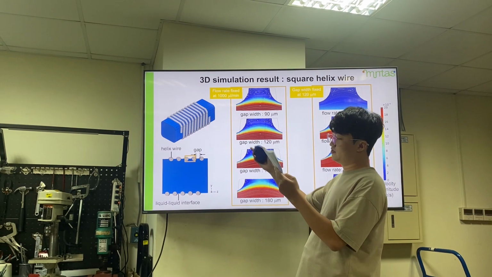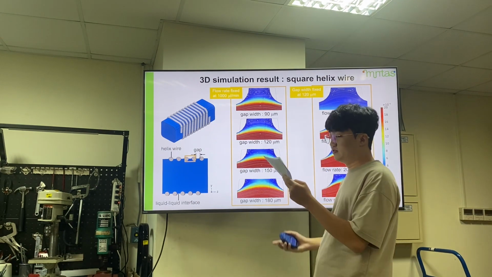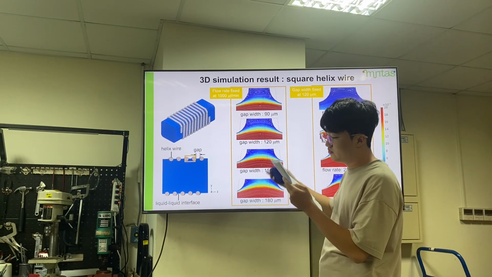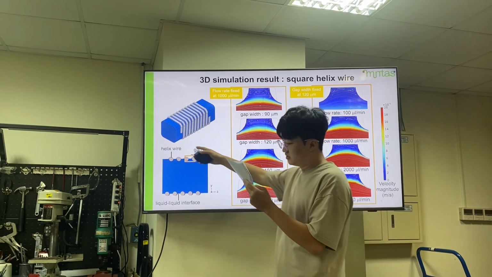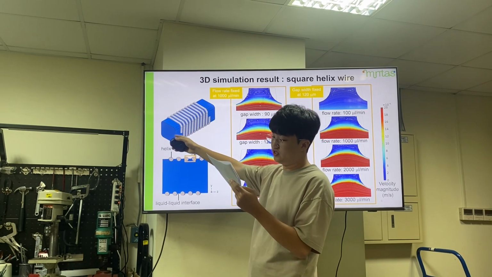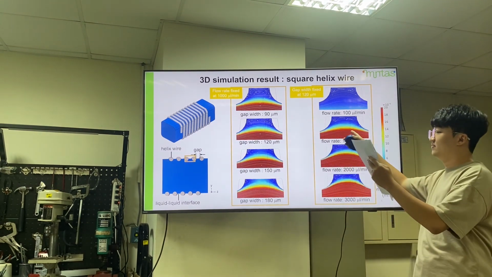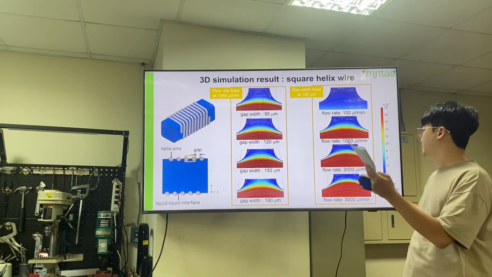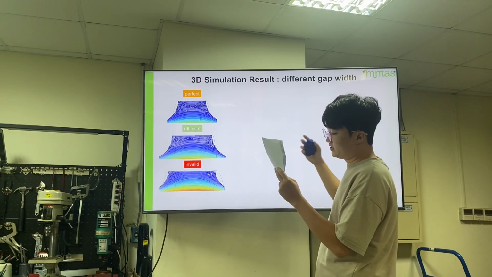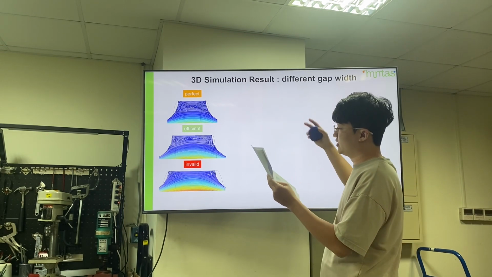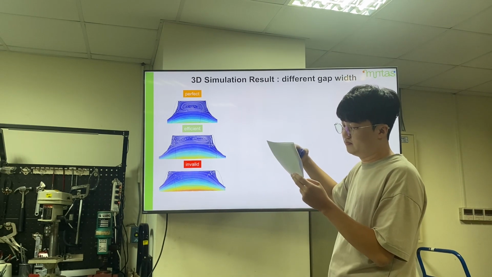The results of square and circular helix wires are very similar. However, due to the configuration with fixed equal circumference, the cross-sectional areas of the channel differ. This results in higher internal fluid velocity in square helix wires. From the preceding result, it shows that gap width plays a significant role in determining vortex shape.